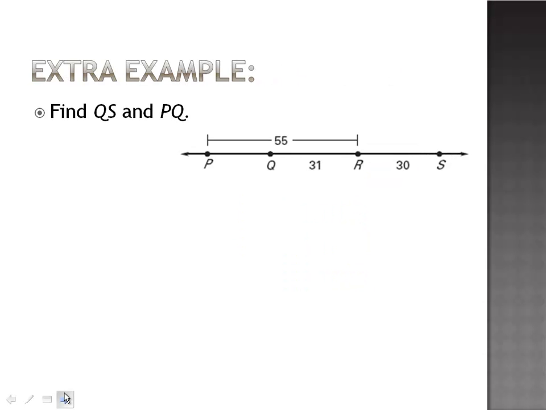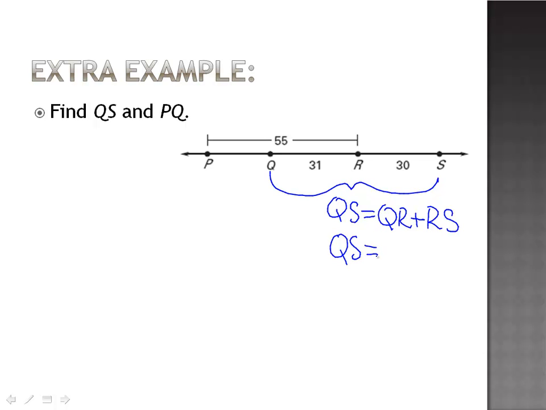My extra example says find QS and PQ. So find the distance from Q to S and the distance from P to Q. For QS, we want to find this entire distance. We've got two pieces of that, and R is between them. So we can add QR plus RS, those two distances, to give us our distance QS. So I'm going to say 31 plus 30, which is 61. So my distance from Q to S is 61.